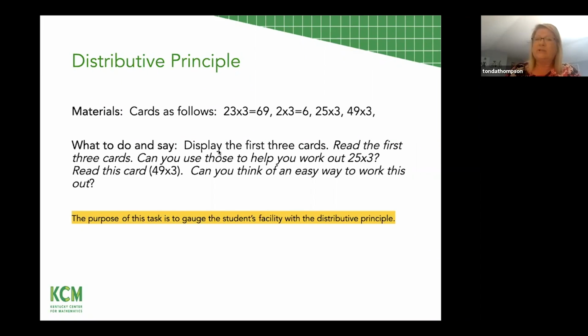For example, display the first 3 cards. Read the first 3 cards. So you would ask the child to do that. Can you use those to help you work out 25 times 3?